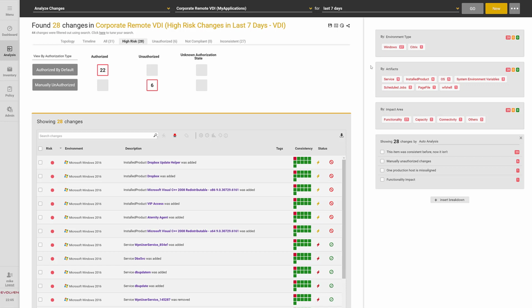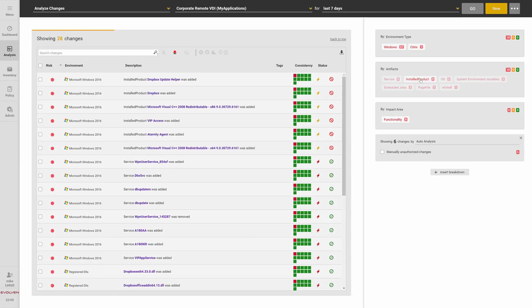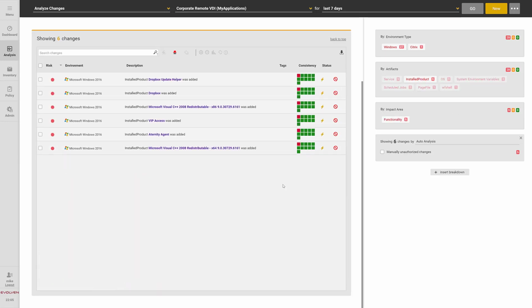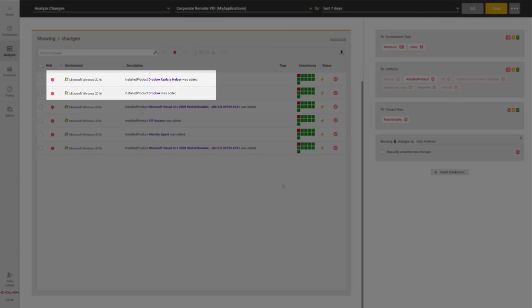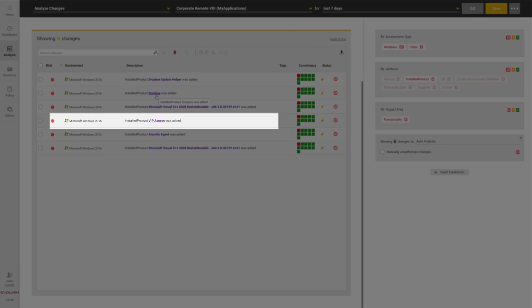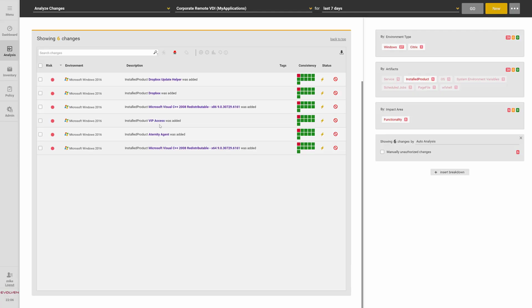The first thing that jumps out at me right off the bat is I can see some installed products. Single click here, and I can very quickly see a very common pattern. One of the desktops of my cluster VDIs is actually different than the rest of these. Very quickly, we can see a couple things that have happened. Somebody had a Dropbox, probably not allowed in our environment. Also, we see this VIP Access. This is actually an antivirus.